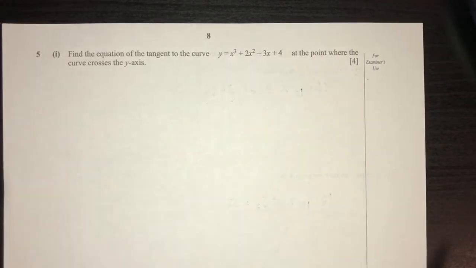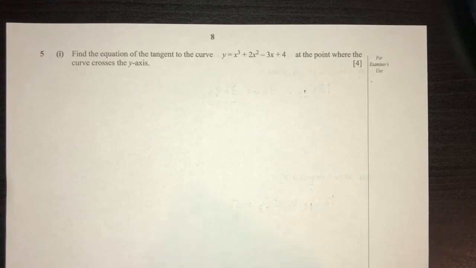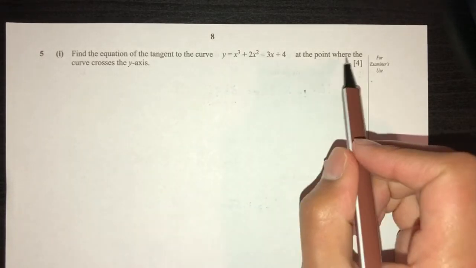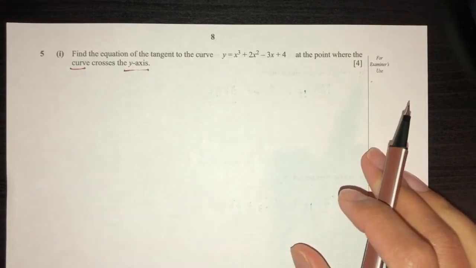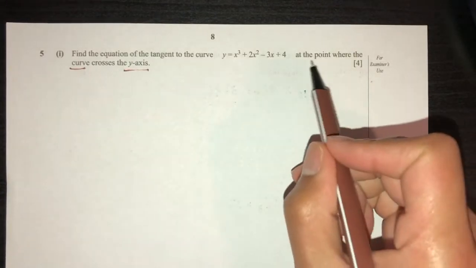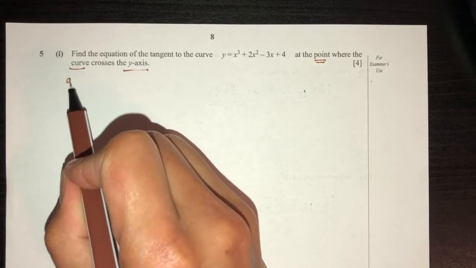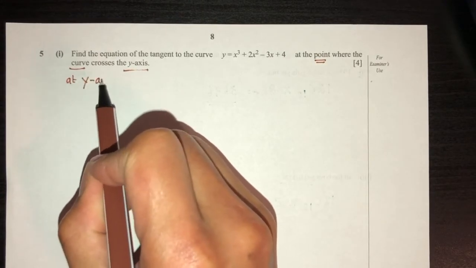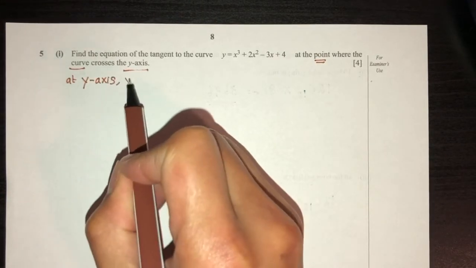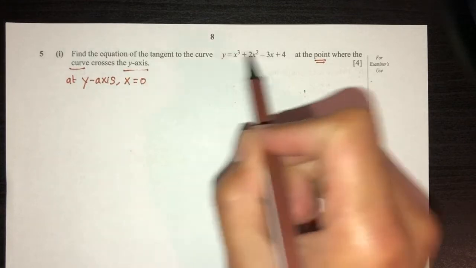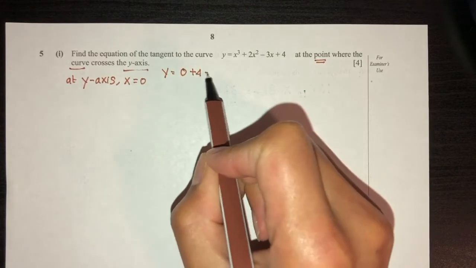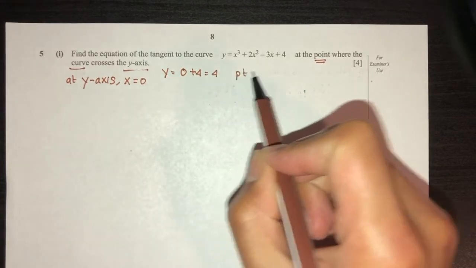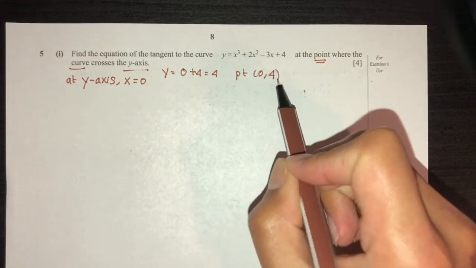Now question number 5, find the equation of the tangent to the curve y at the point where the curve crosses the y-axis. So we have to find the point first. At the y-axis the value of x is equal to 0. So y is equal to 0 plus 4, that is 4. So the point is 0, 4.